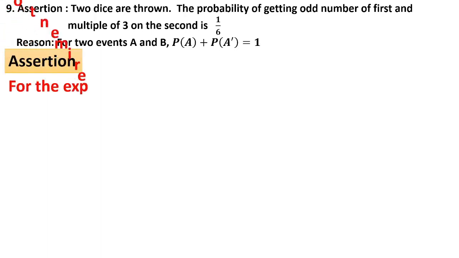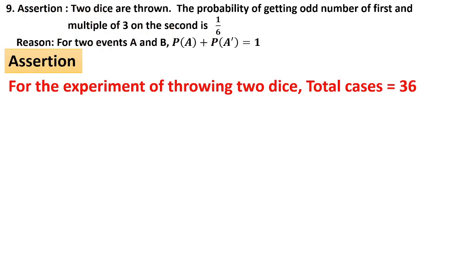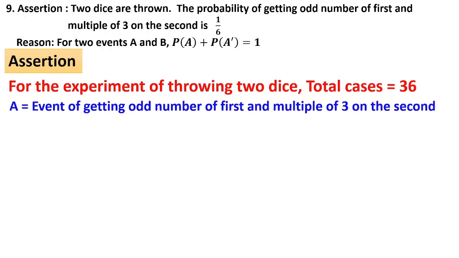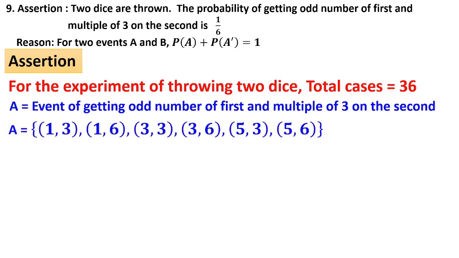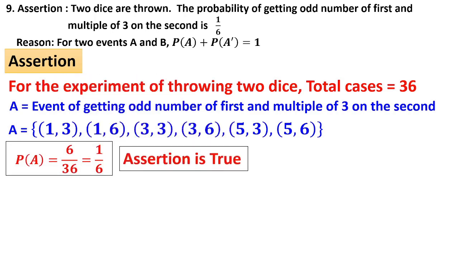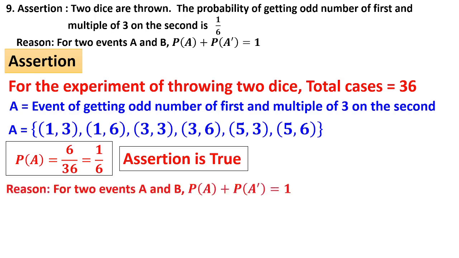For the assertion, for the experiment of throwing two dice, total cases are 36. I am taking A as the event of getting an odd number on the first and a multiple of 3 on the second. The event space is (1,3), (1,6), (3,3), (3,6), (5,3), (5,6). 1, 3, 5 are odd numbers, 3 and 6 are multiples of 3. Therefore, P(A) is 1/6. The assertion is true. Let us see the reason.